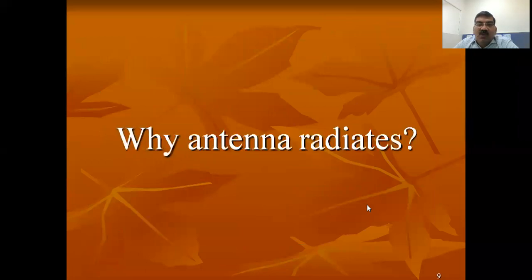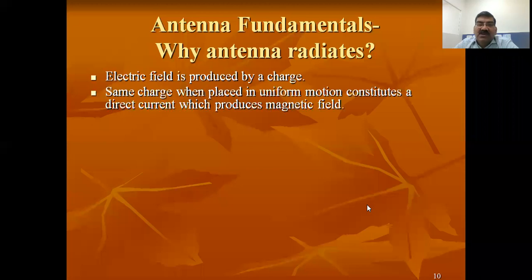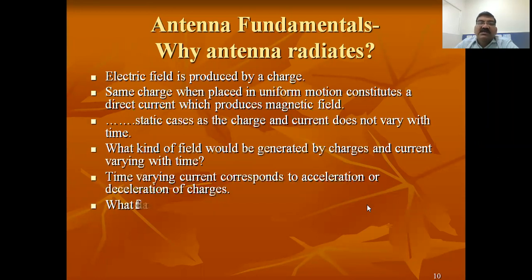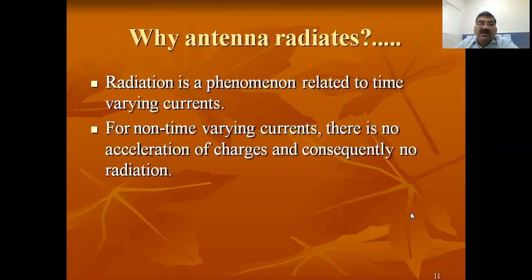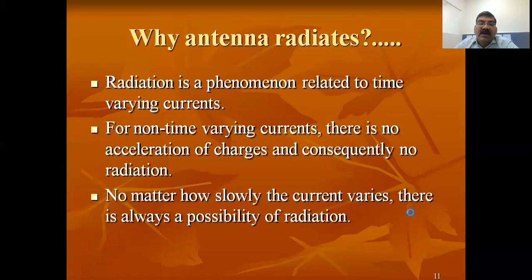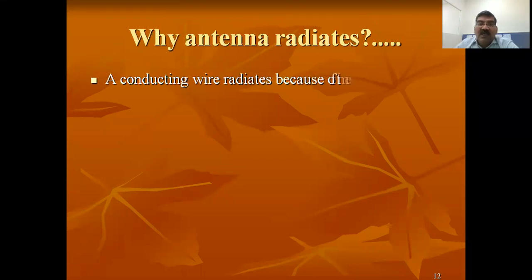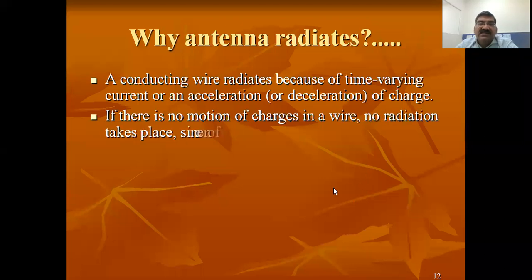Now, why does an antenna radiate? Just now we covered that. It needs acceleration and deceleration. The very essential part is a time varying signal. If you have a time varying signal, then you can have radiation from the antenna. If you have a DC signal, then the antenna does not radiate. So a time varying signal is required, and acceleration and deceleration are required.